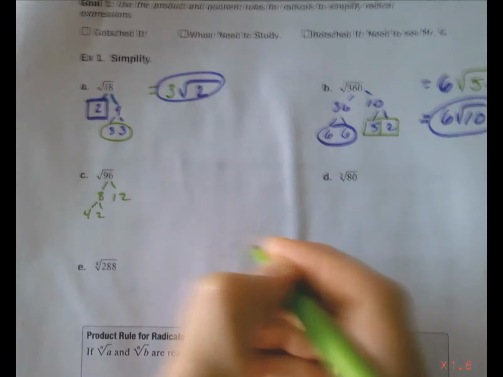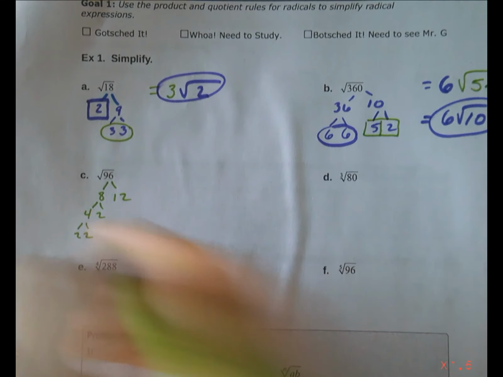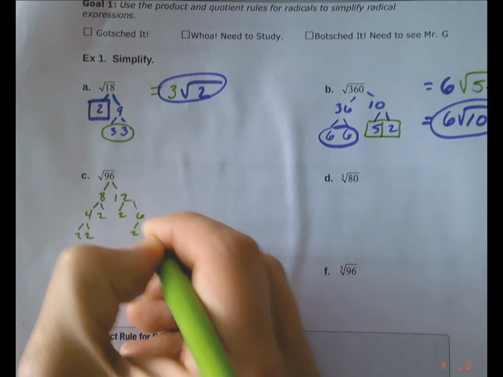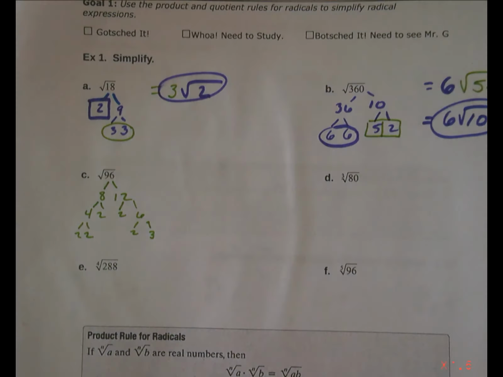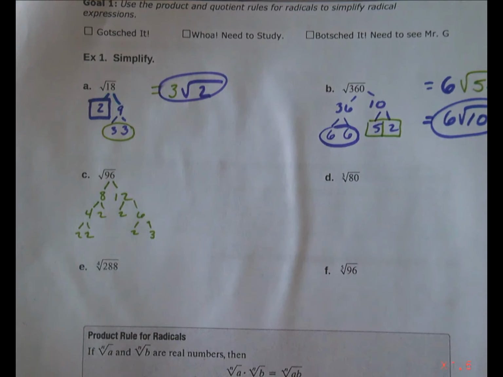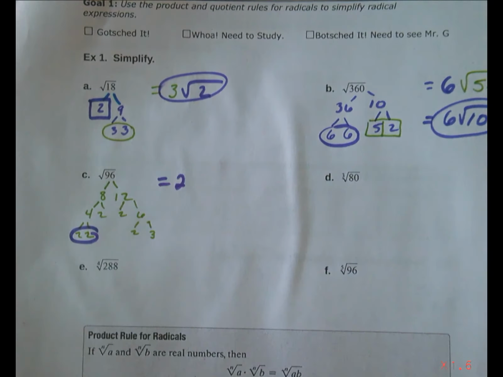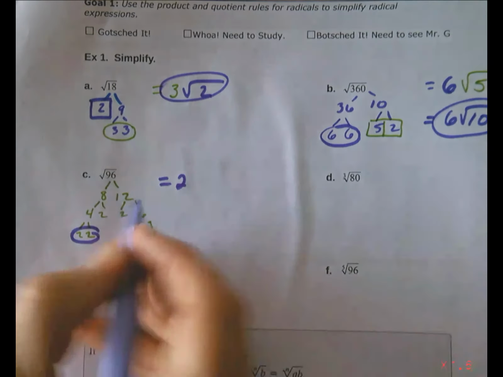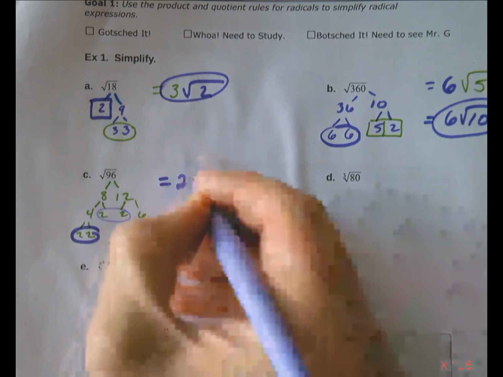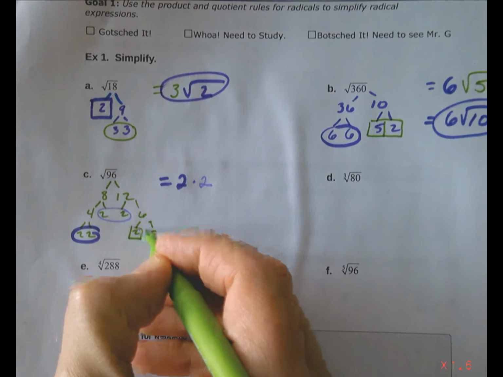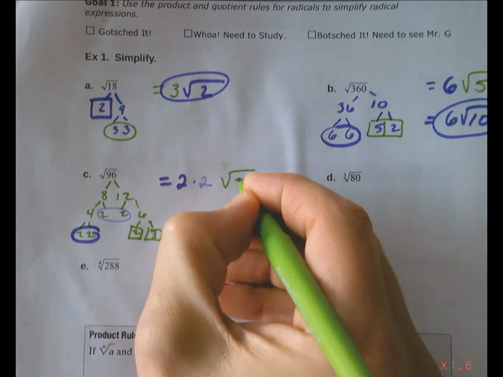8 is 4 and 2, and 4 is 2 and 2. 12 is 2 and 6, and 6 is 2 and 3. All right, we're looking for pairs. So use different colors. I got a pair of 2s here, so I write that one time. I got another pair of 2s, I write that guy one time. And then this 2 and this 3 are left on the inside.